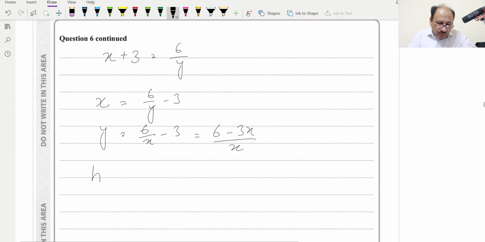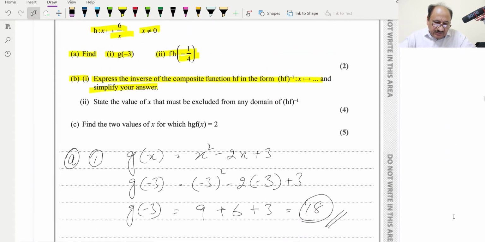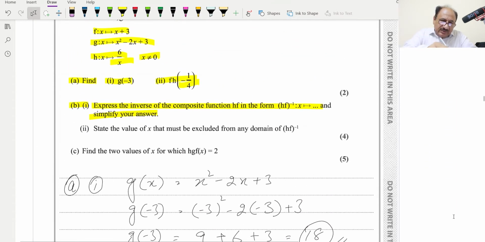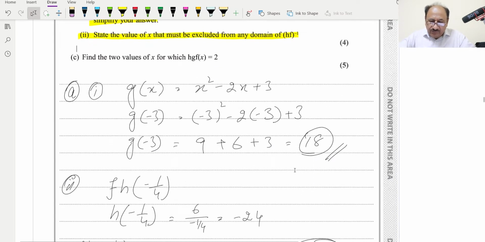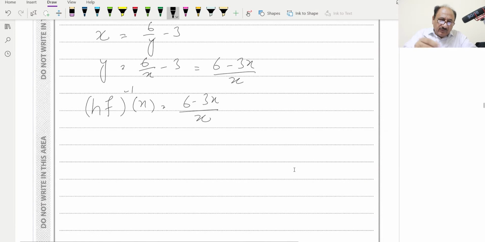This will be our inverse. So (hf)⁻¹ of x will be equal to (6 minus 3x) over x, and this will be the answer. Then they are saying, second part, state the value of x that must be excluded from any domain of (hf)⁻¹. So if we check this one, for the second part, we can provide the answer over here.